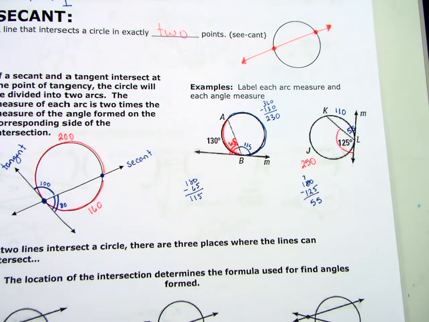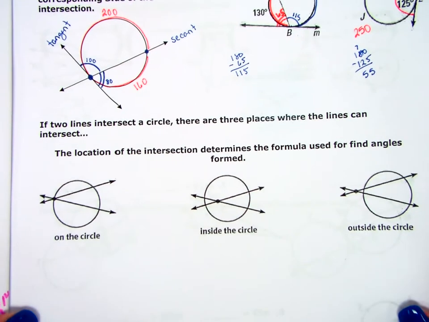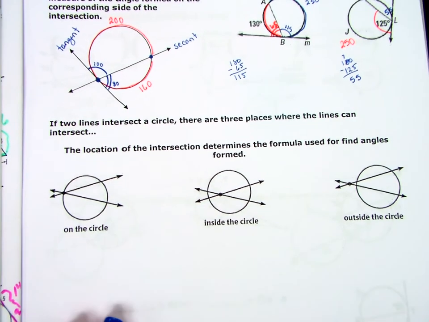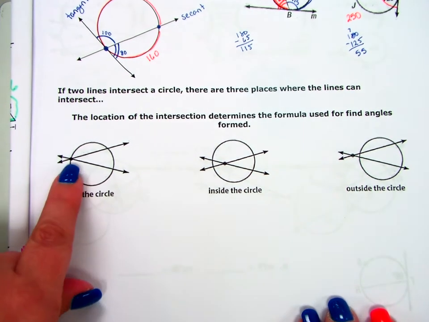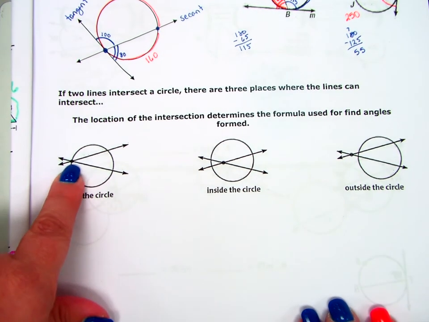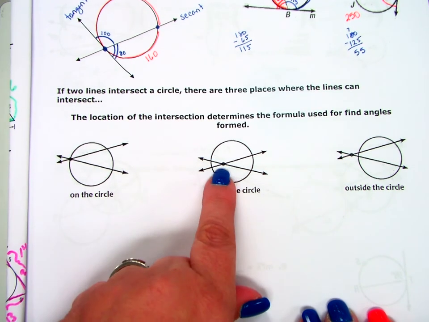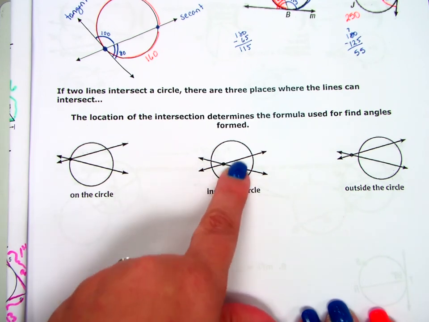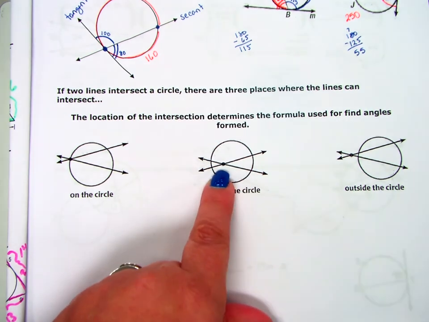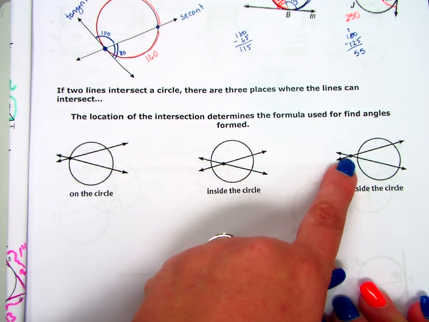When you have secants and tangents, and they intersect near a circle, there's only 3 places where the 2 lines can intersect. They can intersect on the edge of the circle, on the circle. They can intersect inside the circle. And notice I'm not saying it has to be at the very center. It can be anywhere inside the circle, like that warm-up we did. Might have the intersections of the chords all over the place. Or they could intersect outside the circle.